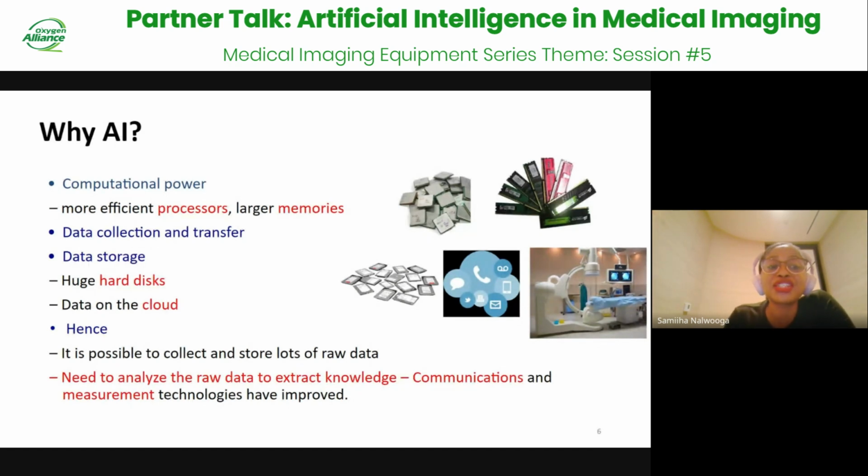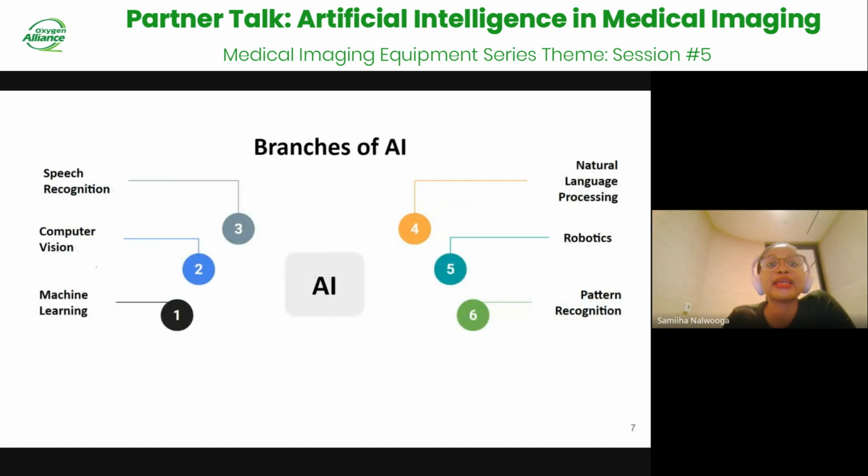models. We also have access to data storage. We have access to huge data disks, and we even have the ability to store data on the cloud. For instance, with AWS, or we can store data on Google, and so on. So with all this combined, we have the possibility of collecting and storing all this data that needs to be analyzed to extract knowledge out of it. That is why AI is being talked about: we now have access to data, and we have better and more efficient data collection techniques.